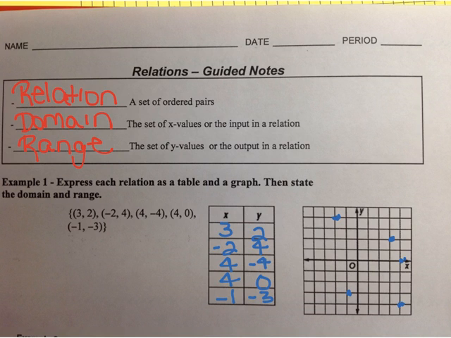The domain is the set of x values or the input in a relation. So whenever we write the domain, our domain is always going to be our x values. Whenever we're listing our x values, you have to write it in set notation.